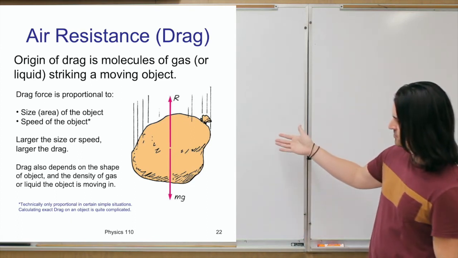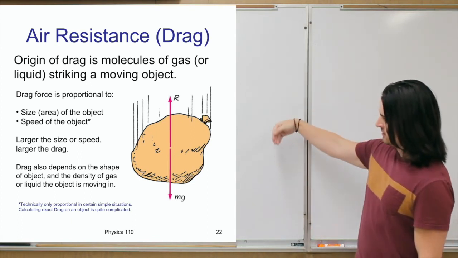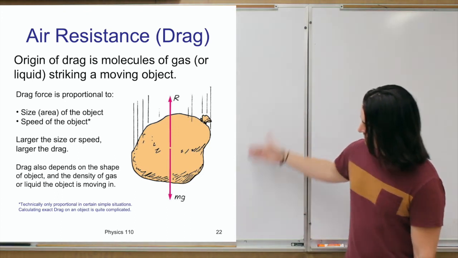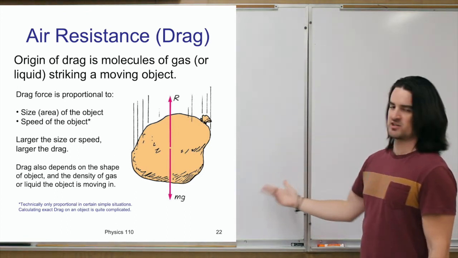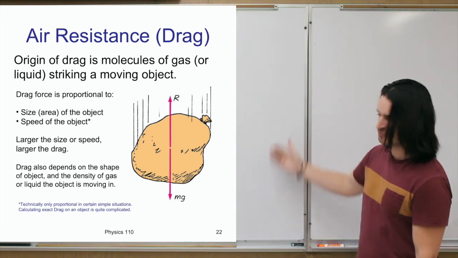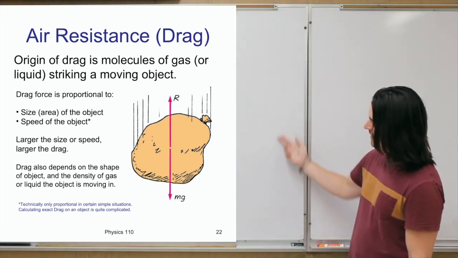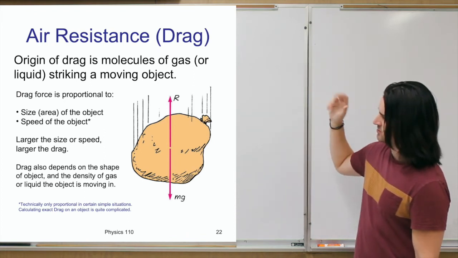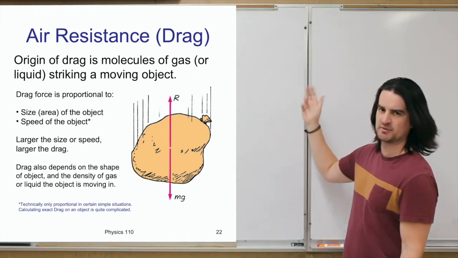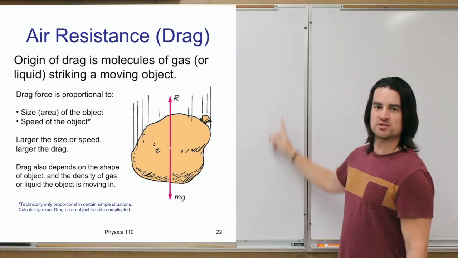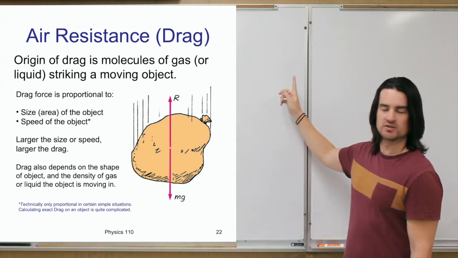So here we've got that picture again of something falling through the air. The force of gravity is the mass of the object times the acceleration due to gravity. That's the weight of the object being pulled down, and that's constant. The drag force, which we could write with an R, points in the opposite direction. It opposes the motion of this object.